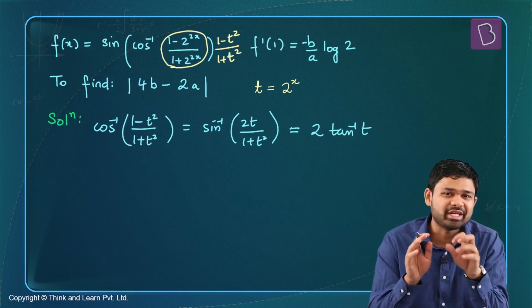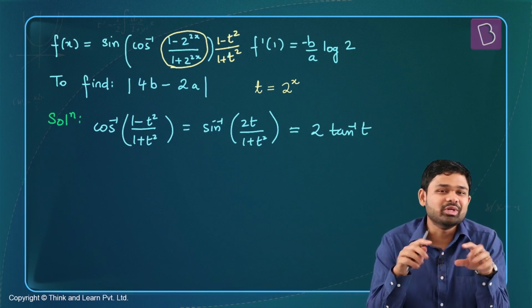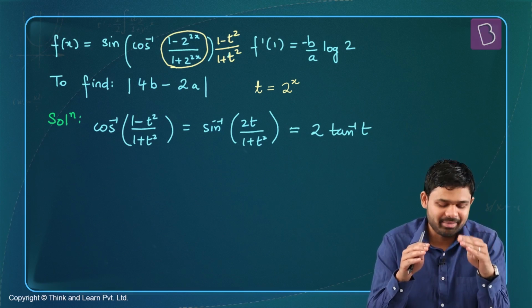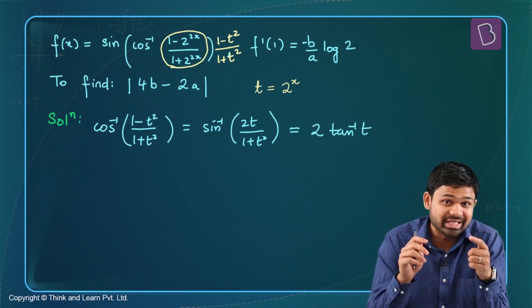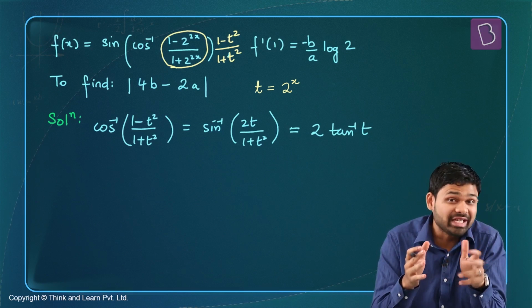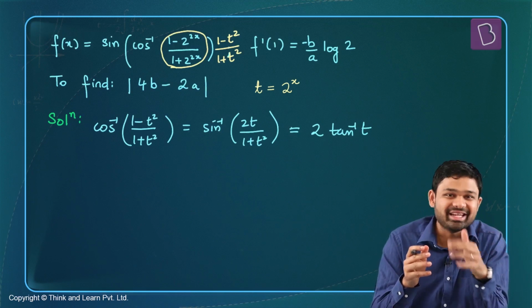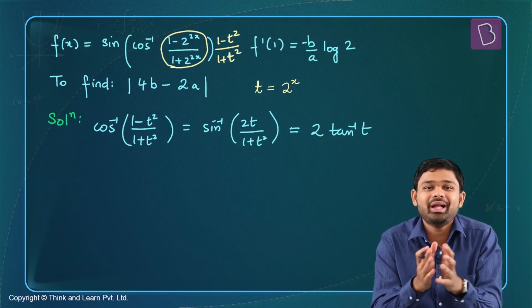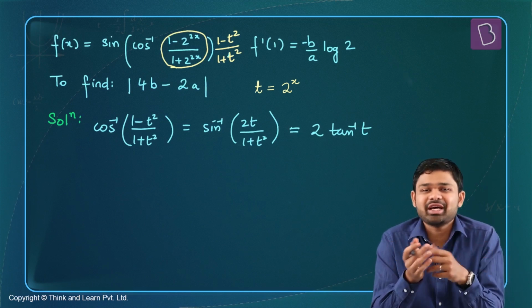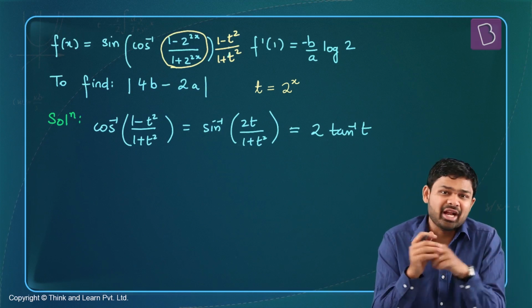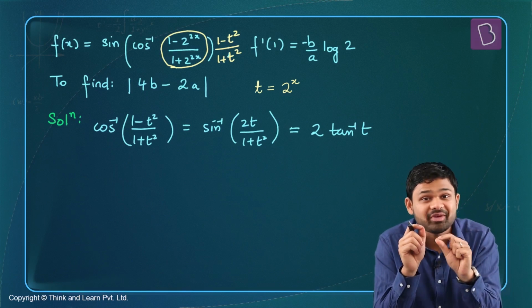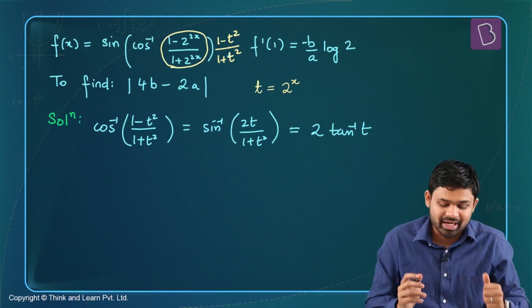Correct? If you put the value of t to be equal to tan theta, you will see that 1 minus tan square theta by 1 plus tan square theta is cos 2 theta. So cos inverse of cos 2 theta is 2 theta. Which is nothing but 2 times tan inverse of tan theta, which is also 2 theta. So all these formulas come from the relation between half angles of sine, cos and tan. So this is the crucial bit of observation that you must make so that this problem becomes easy.